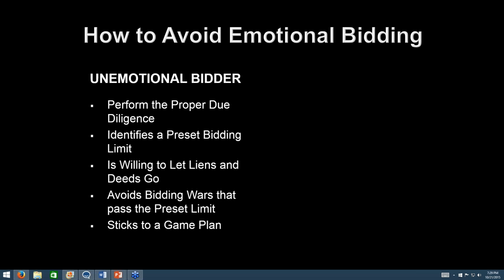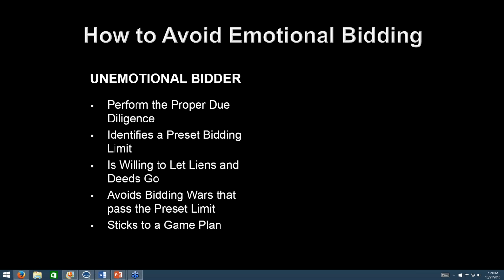So if you're a tax lien investor and you're bidding down the interest rate, you're going to set that limit before you even attend the auction or participate in the bidding. I'm willing to go down to 10% or 12% or 16% or whatever it is, and you don't go below that, even if you lose the tax lien certificates that you're interested in. So the unemotional bidder is really willing to let tax liens and deeds go that go above or below their bidding limits.